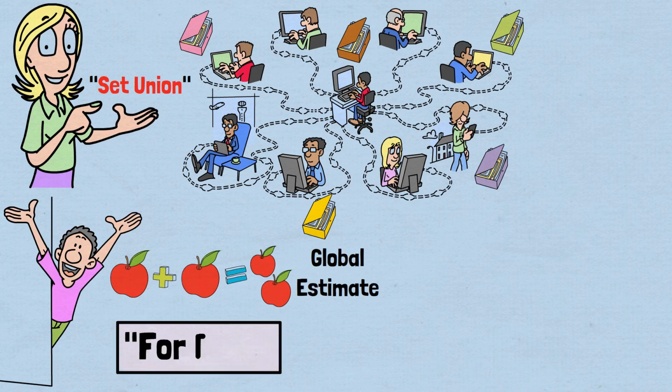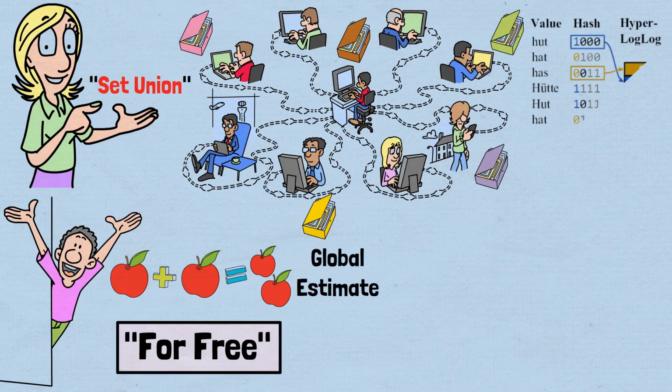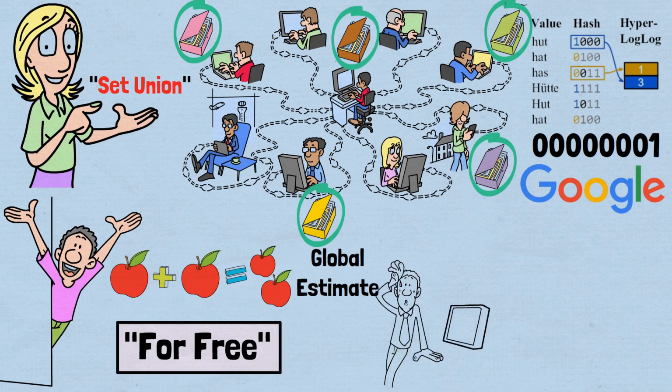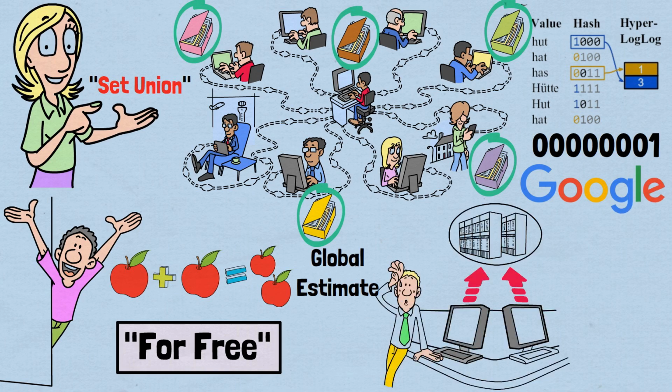This mergeability comes for free due to how HyperLogLog works. The maximum leading zeros observed across all servers is simply the maximum of the maximums from each server. This allows companies like Google to distribute counting across thousands of servers and then aggregate the results efficiently.